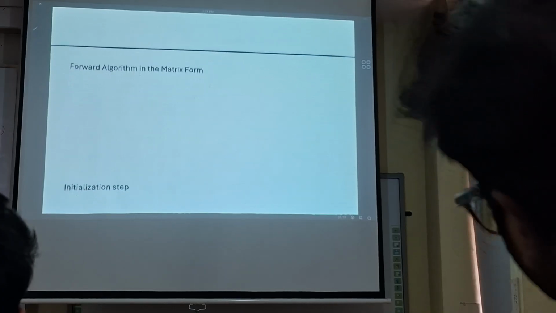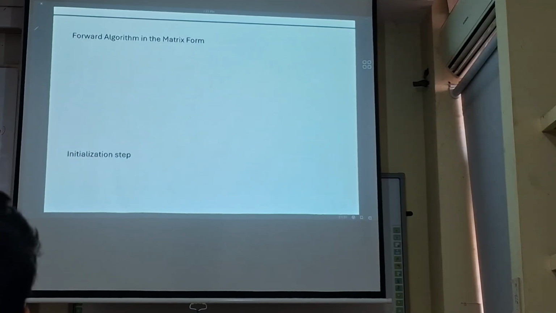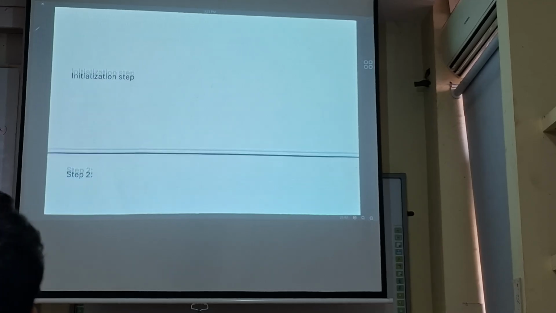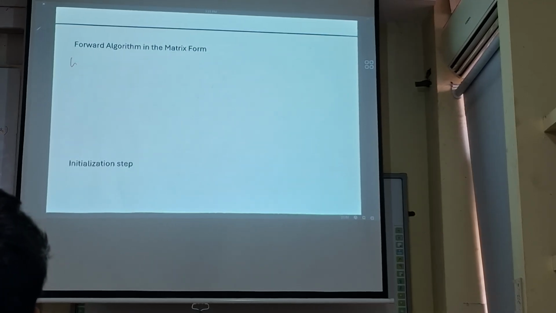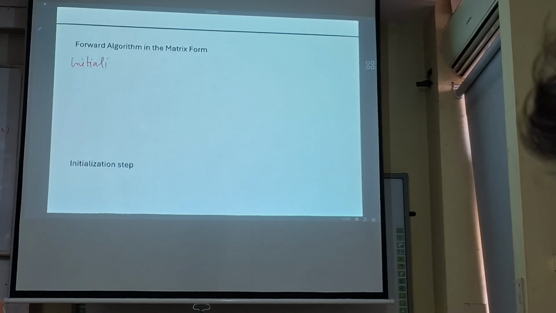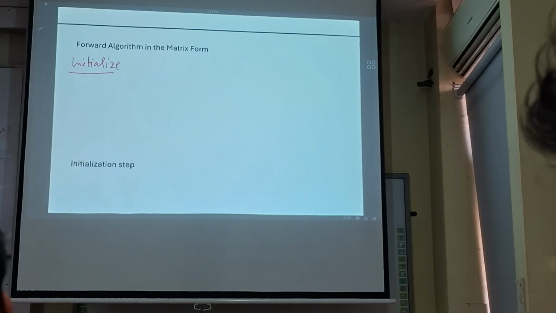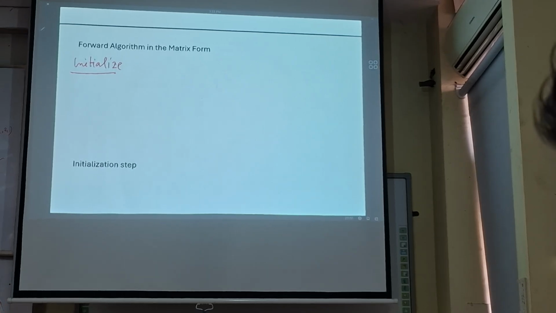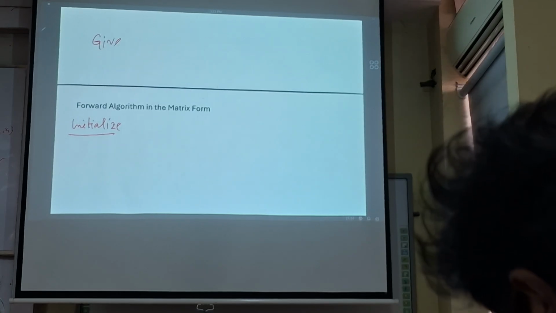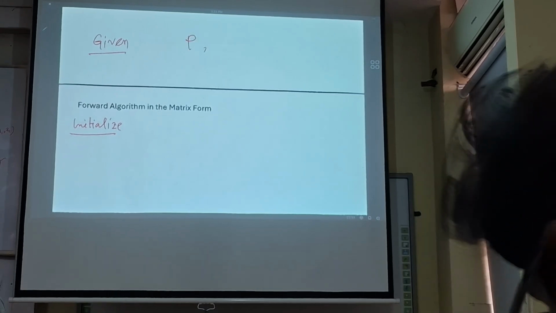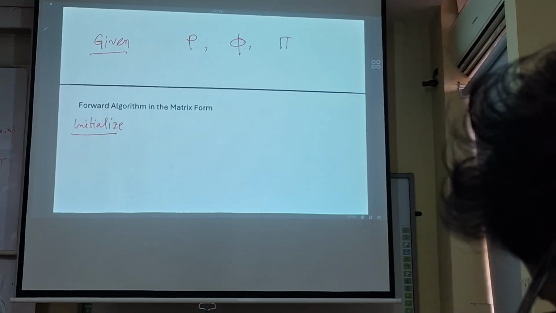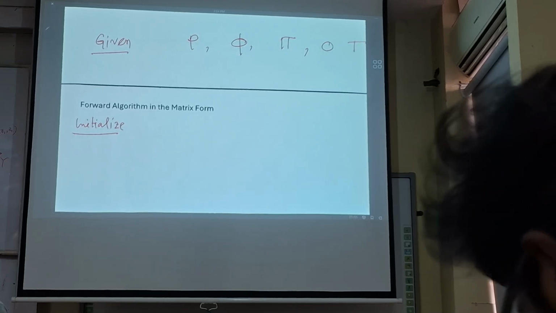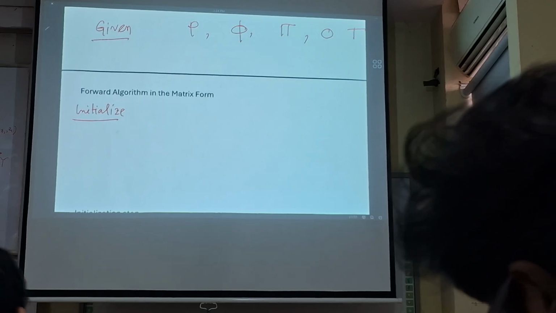So, if we just write down the forward algorithm in the matrix form, let us do it in question. What is that? We need to initialize it. The initializations are what? Okay, what are the given things? We need to start with the given things. P is given, phi is given, pi is given, O is given, and T is given. All these are given. So once these are given, then you can calculate the alpha 1.